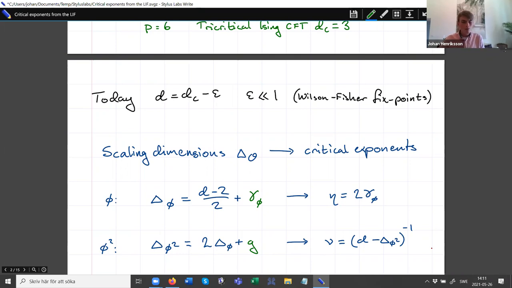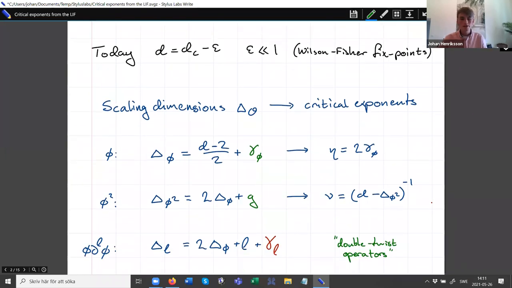In the same way as I did here with phi, I'm going to define the dimension of composite operators with respect to Delta phi. An important class of operators for us will be operators of this type. They're constructed out of two fields and L partial derivatives, so they have spin L.